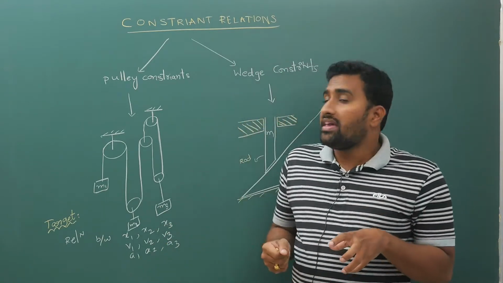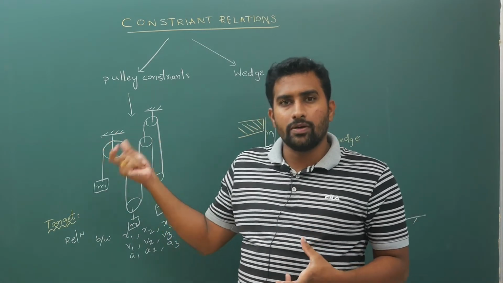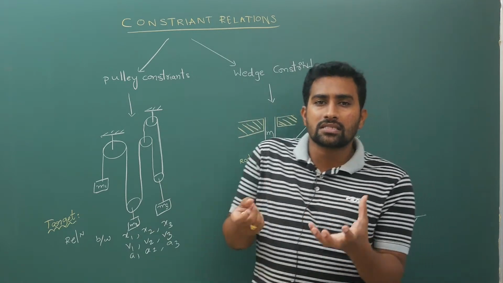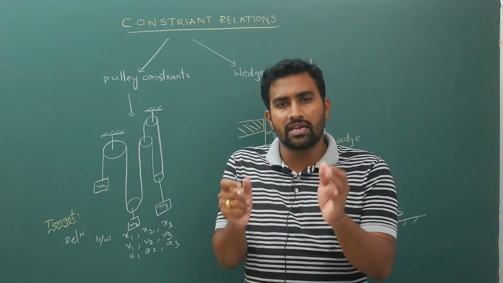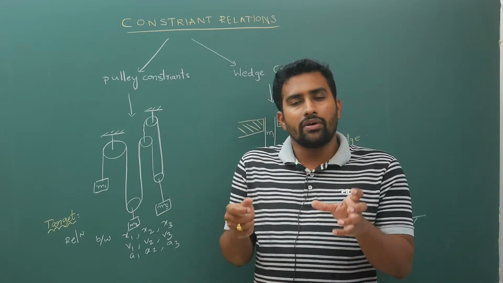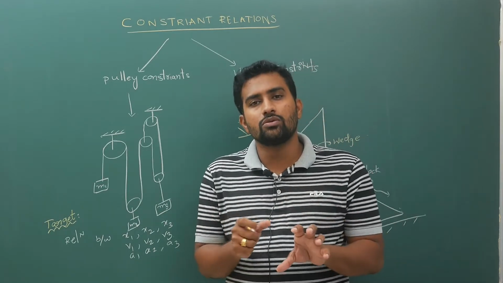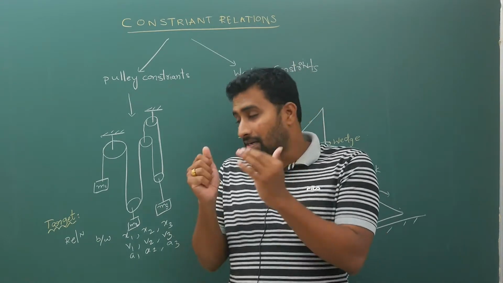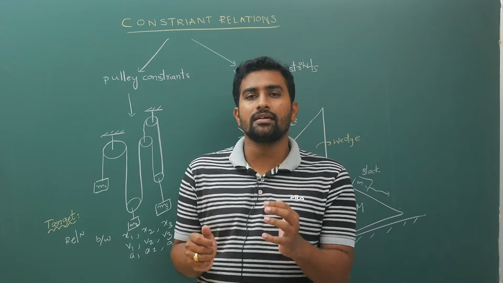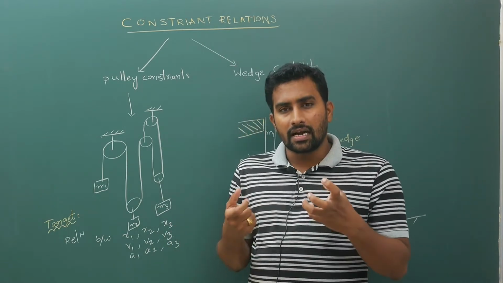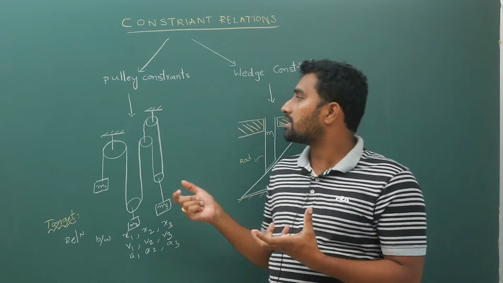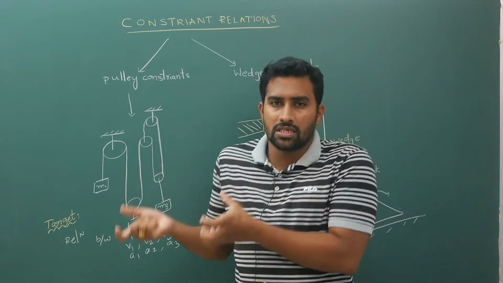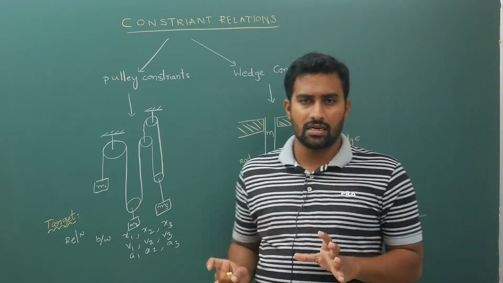So if pulleys are involved, the question belongs to pulley constraints. If wedges are involved, the question belongs to wedge constraints. Constrained means there are some conditions, some limitations. It is not supposed to move as it wishes; it will go according to that particular scenario. So try to understand that conditions or limitations are nothing but your constrained motion. Under certain limitations your motion is allowed. That is the ultimate target of constraint relations.